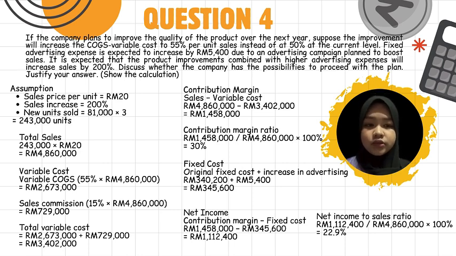It results in total sales of 4,860,000 ringgit Malaysia. Total variable cost amounts to 3,402,000 ringgit Malaysia, which gives a contribution margin of 1,458,000 ringgit Malaysia. After deducting fixed costs of 345,600 ringgit Malaysia, the net income is 1,112,400 ringgit Malaysia, with a net income to sales ratio of 22.9%.